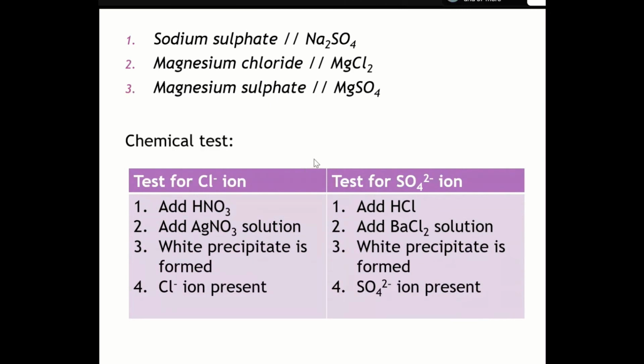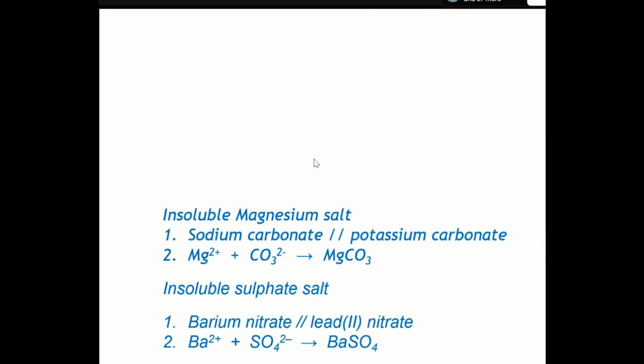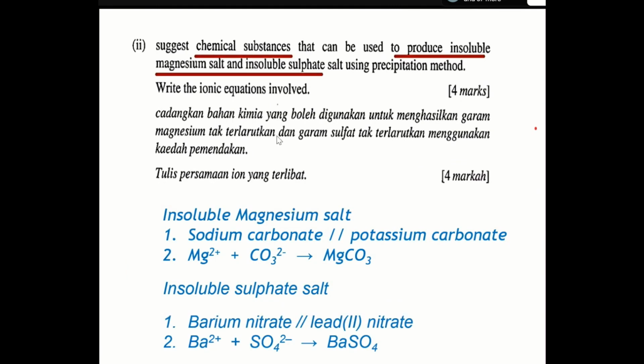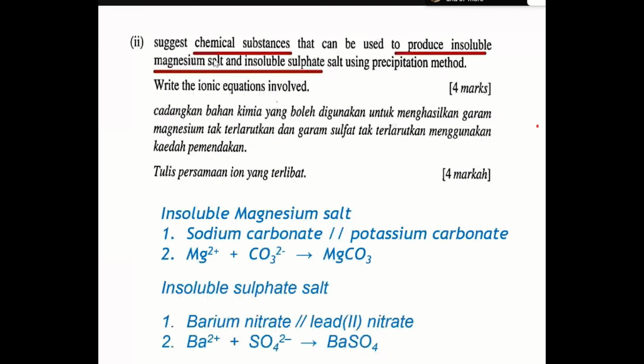Okay, after this, we come to the next part. Before we go to that question, I think this one is no problem as well. So can you suggest a chemical that can be used to prepare an insoluble salt of magnesium and an insoluble sulfate salt?